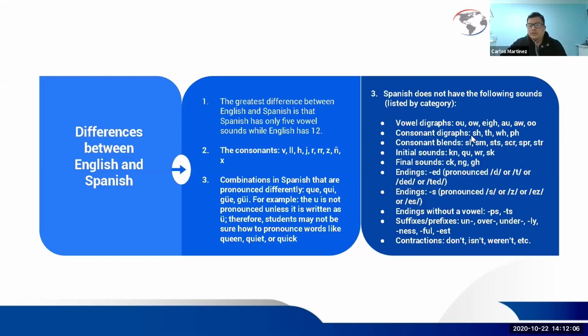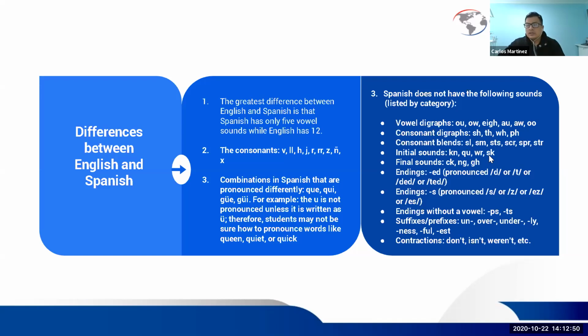Or the consonant digraphs, these two-letter sounds, for example graph or wash or birth. These sounds don't exist in Spanish. The consonant blends, you won't find these combinations in Spanish. Very difficult. For example, screen or sprite or stream, smell or slow. These sounds don't exist in the Spanish language. Also, the initial sounds like knife, quick, right, ski. These combinations of sounds don't exist in the Spanish language.